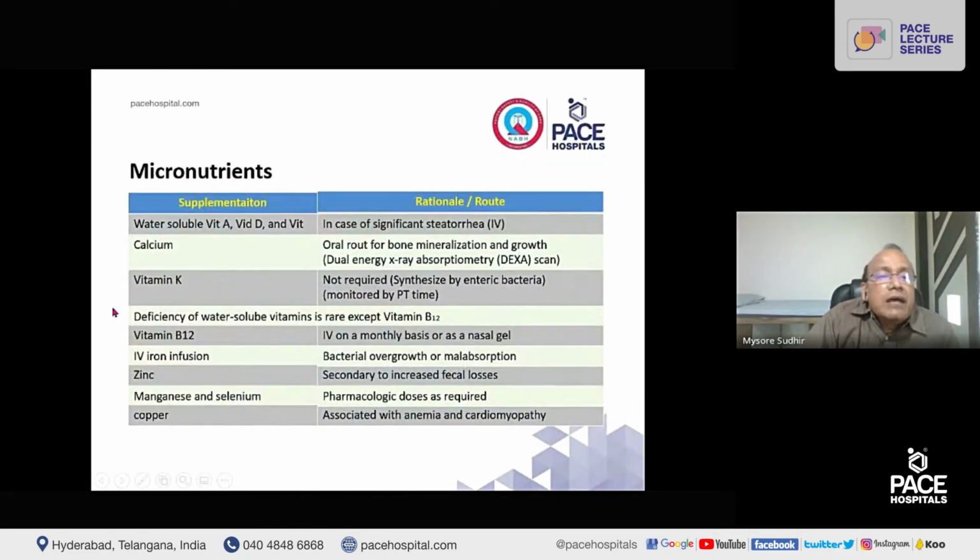And apart from that, we have micronutrient replacement also. All these things have to be done on a regular basis after monitoring also.